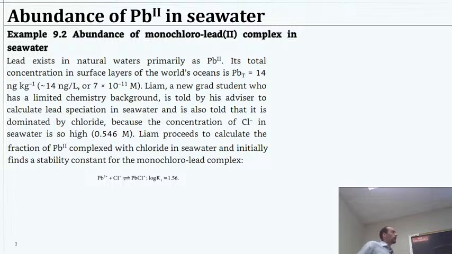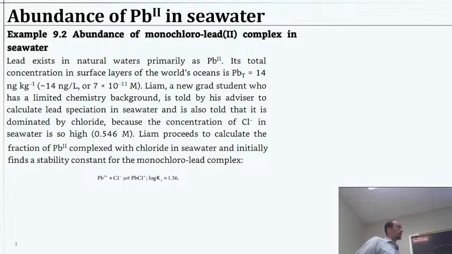So here's the example, and this is our primary book, so you can take a look if you'd like. Abundance of monochloro lead complex in seawater. Lead exists in natural waters primarily as Pb2+, in the +2 oxidation state. Its total concentration in surface layers of the world's ocean is something like 14 nanograms per kilogram, which is nanograms per liter. Or we could write that as 7 × 10^-11 moles per liter.